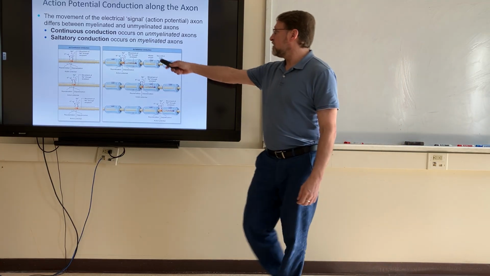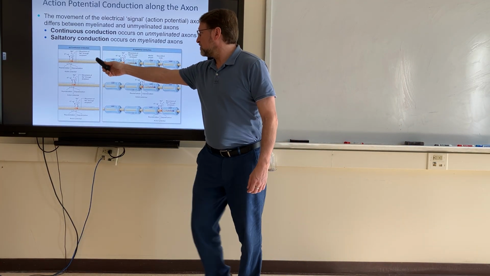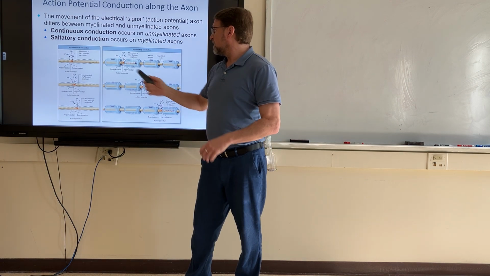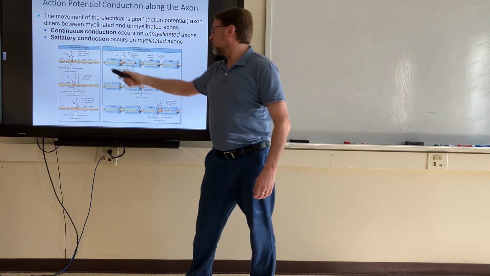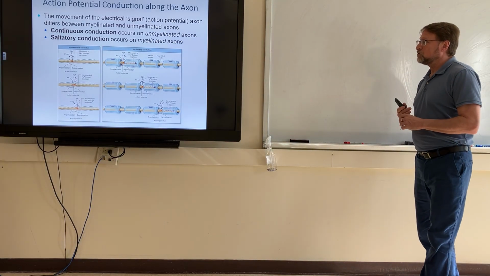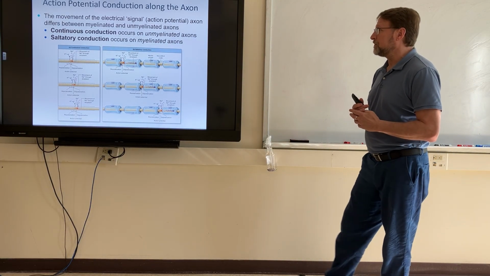Those tend to be these continuous conductions. They're unmyelinated, and we just roll that exchange of potassium and sodium from the one end to the other. Remember, it always goes from the axon hillock, or the base, to the terminal end bulb.